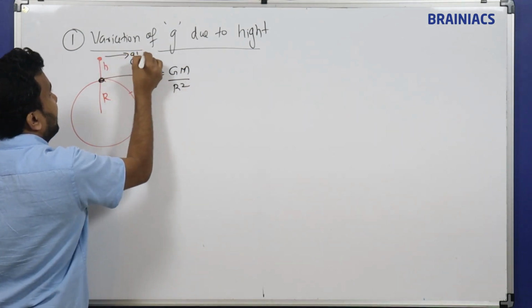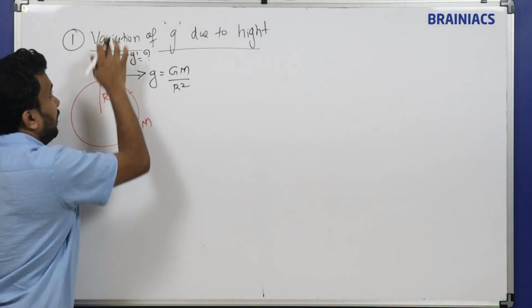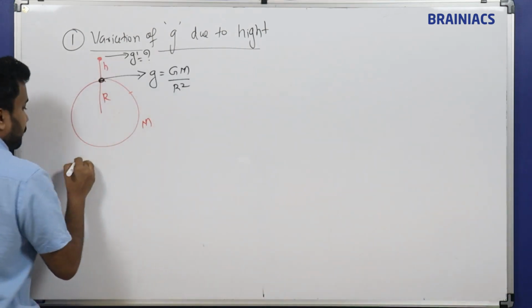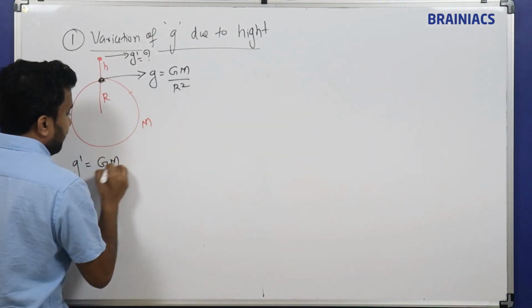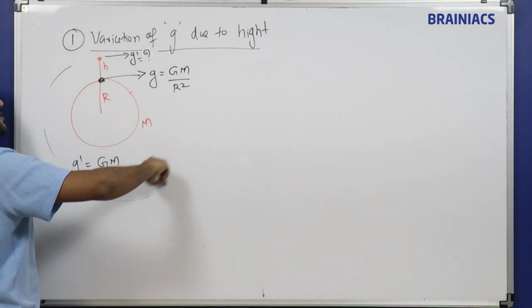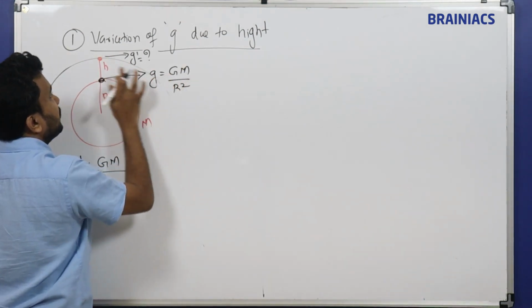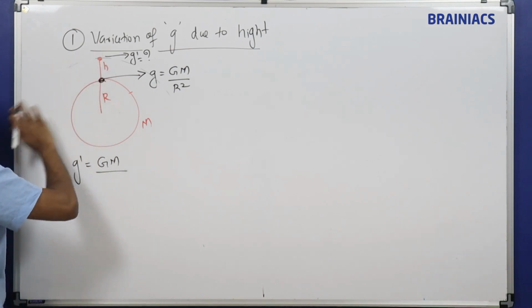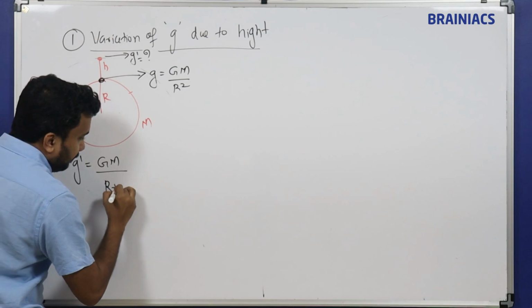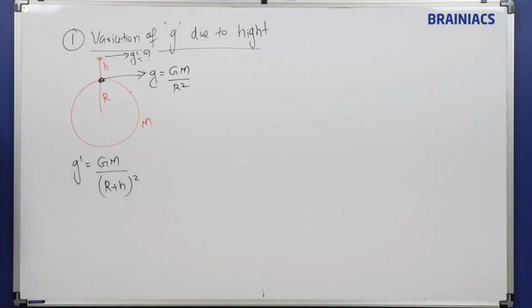What is g dash at this point? That is what we are going to calculate: g dash at a height above the ground surface. g dash will be equal to Gm divided by the new distance squared. If you consider a circle like this one, the mass within it will be the same. What is actually changing? The distance is changing. Earlier it was r, now it becomes r plus h, the whole square.